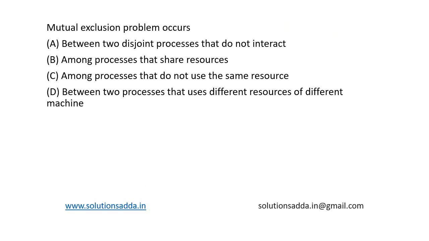This is a question from operating systems. Mutual exclusion problem occurs and four options are given. Mutual exclusion happens when two or more processes share the same resources but cannot access the same resource at the same time. This is solved using different tools such as semaphores. So using semaphores, we can solve the mutual exclusion problem. Semaphore is just one method to solve the mutual exclusion problem.